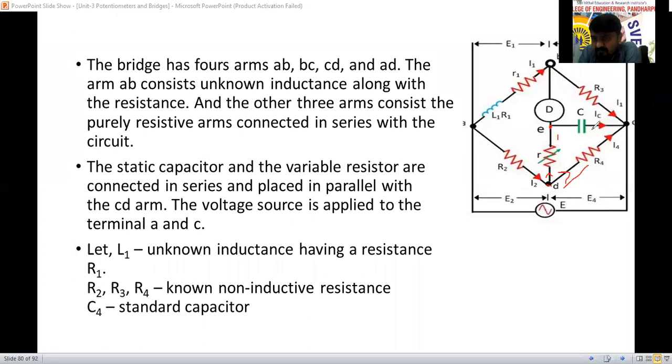Because of that open circuit, the same current will flow through this capacitor. So I2 equals IC, the current flowing through this resistance and capacitance, that is IC I am considering, and the current flowing through this R4 is I4. So these two are parallel. Capacitor C and this R are in series, R plus JXC, that is R minus J divided by omega C, and this is in parallel with R4. This branch is in parallel with this branch.